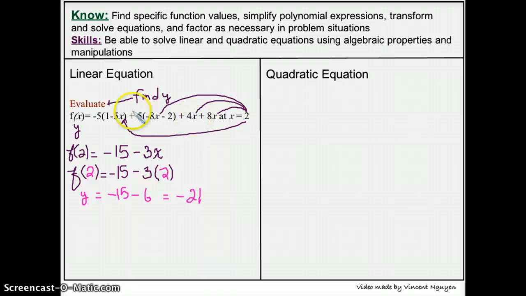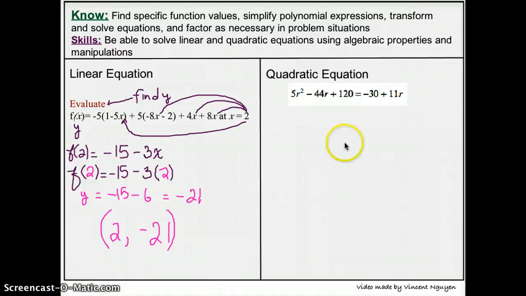This is a linear equation, so if you graph this line, you will find the ordered pair (2, negative 21) on this line, because it is part of this solution. So basically when they say evaluate, it means substitute x for some value and find out what y is equal to. Okay, now let's shift gears to quadratic equations.